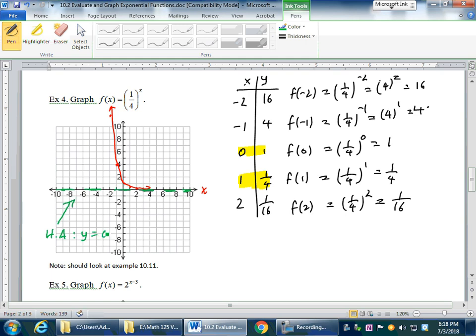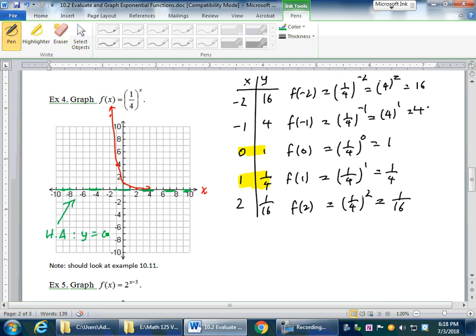Y equal to 0. So that's something that I want to point out: if the base is a fraction less than 1, greater than 0, then the graph will be on the other side.